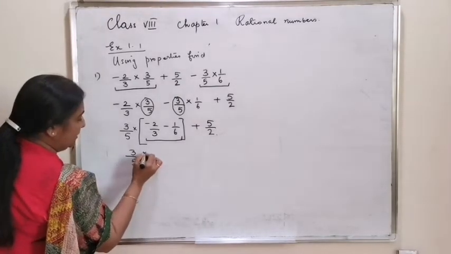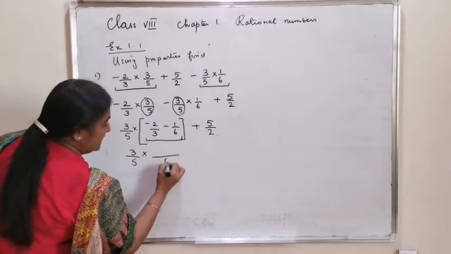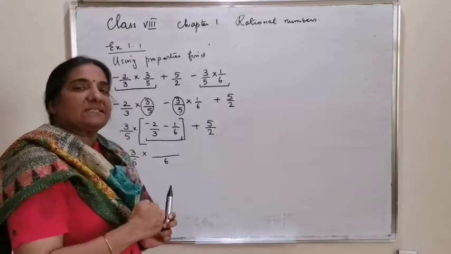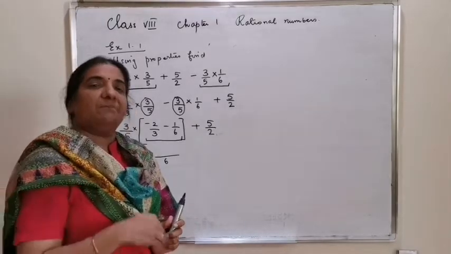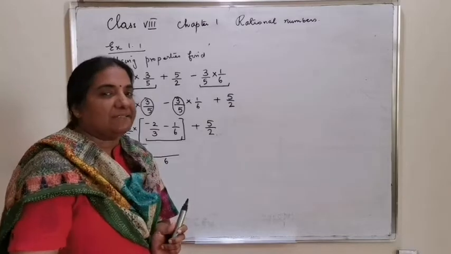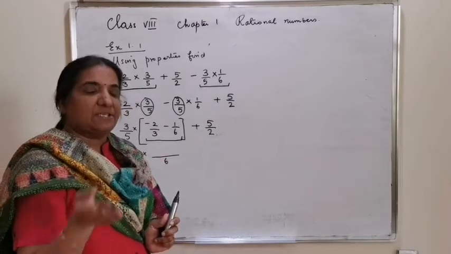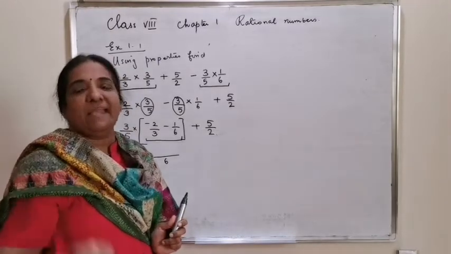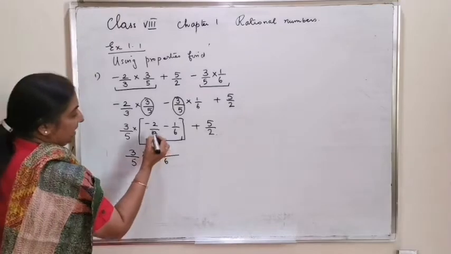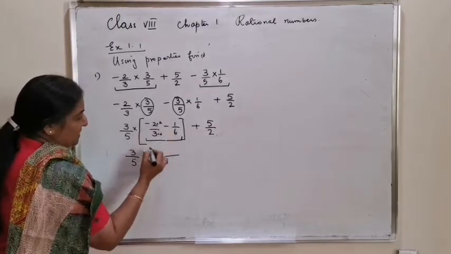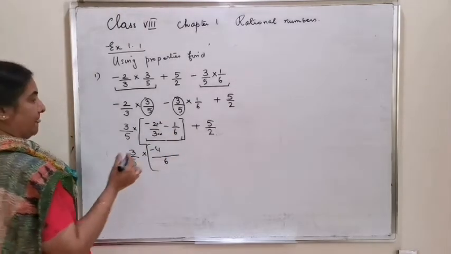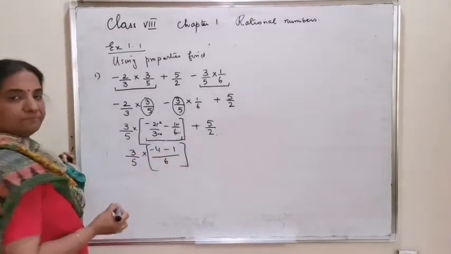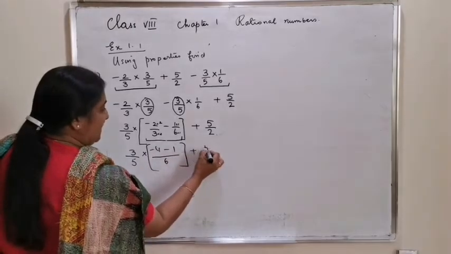3 by 5 into the LCM is 6. 3 and 6 LCM no need to calculate, because 6 is a multiple of 3. Whenever a multiple, the bigger number will be the LCM. 3 and 6 LCM will be 6. 2 and 4 LCM will be 4. 2 and 8 LCM will be 8. So, into 2 is minus 4. Into 1 is minus 1, plus 5 by 2.